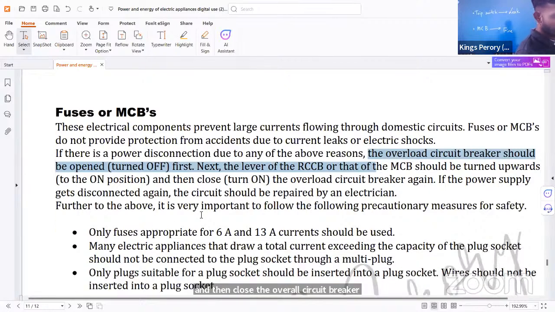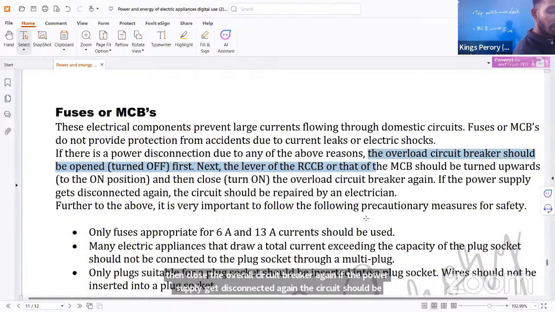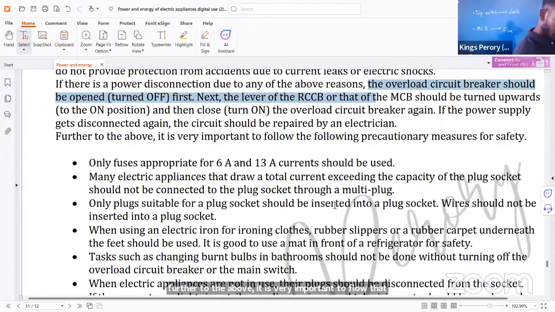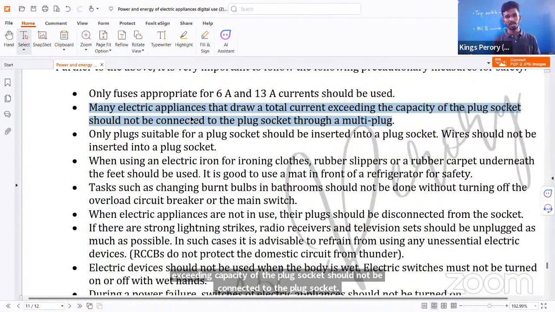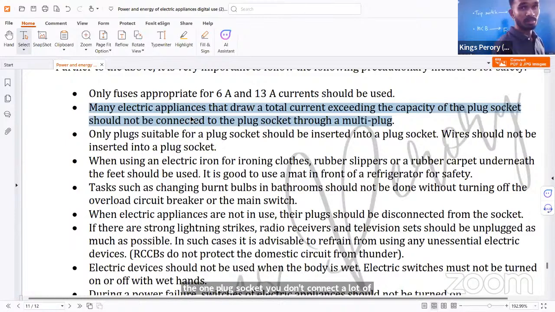Further to the above, it is very important to follow the following precaution measures. Only fuses appropriate for 6 ampere and 13 ampere current should be used. Many electric appliances that draw total current exceeding the capacity of the plug socket should not be connected to the plug socket. To one plug socket, you don't connect a lot of devices, or you connect using a multi-plug.